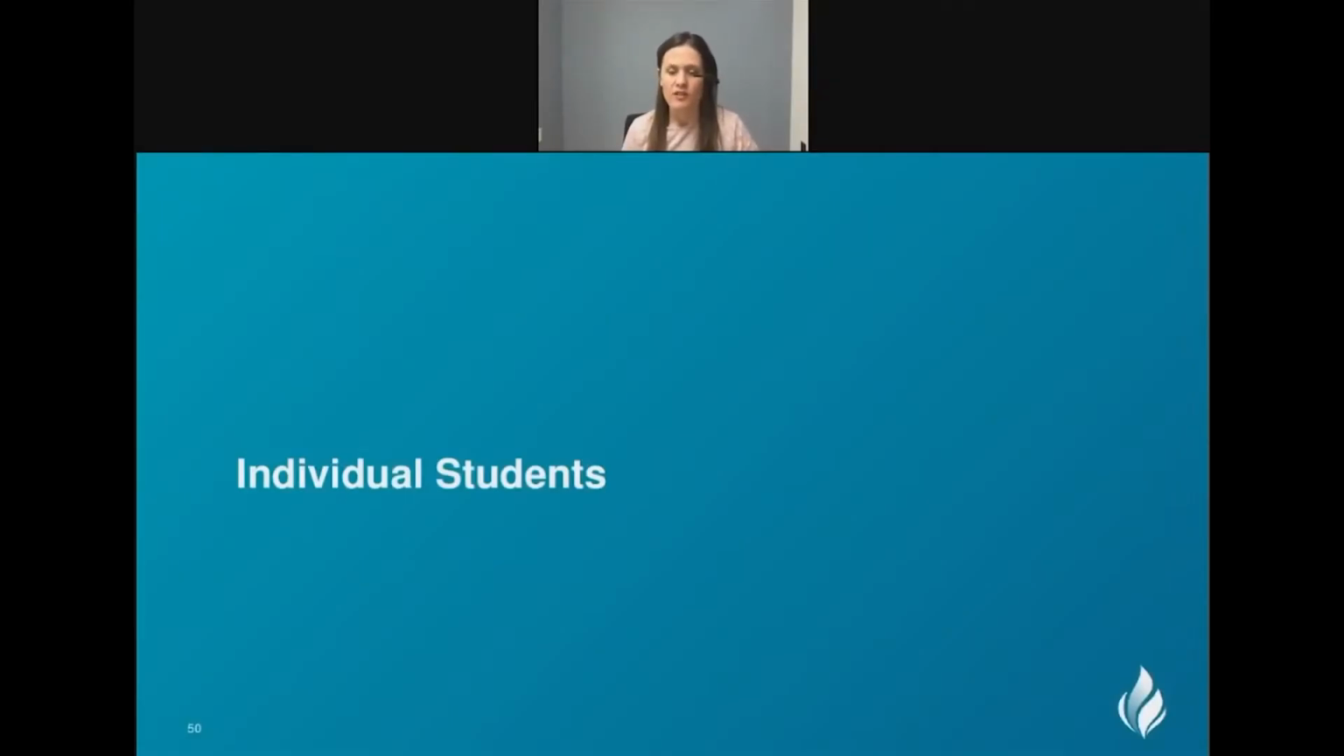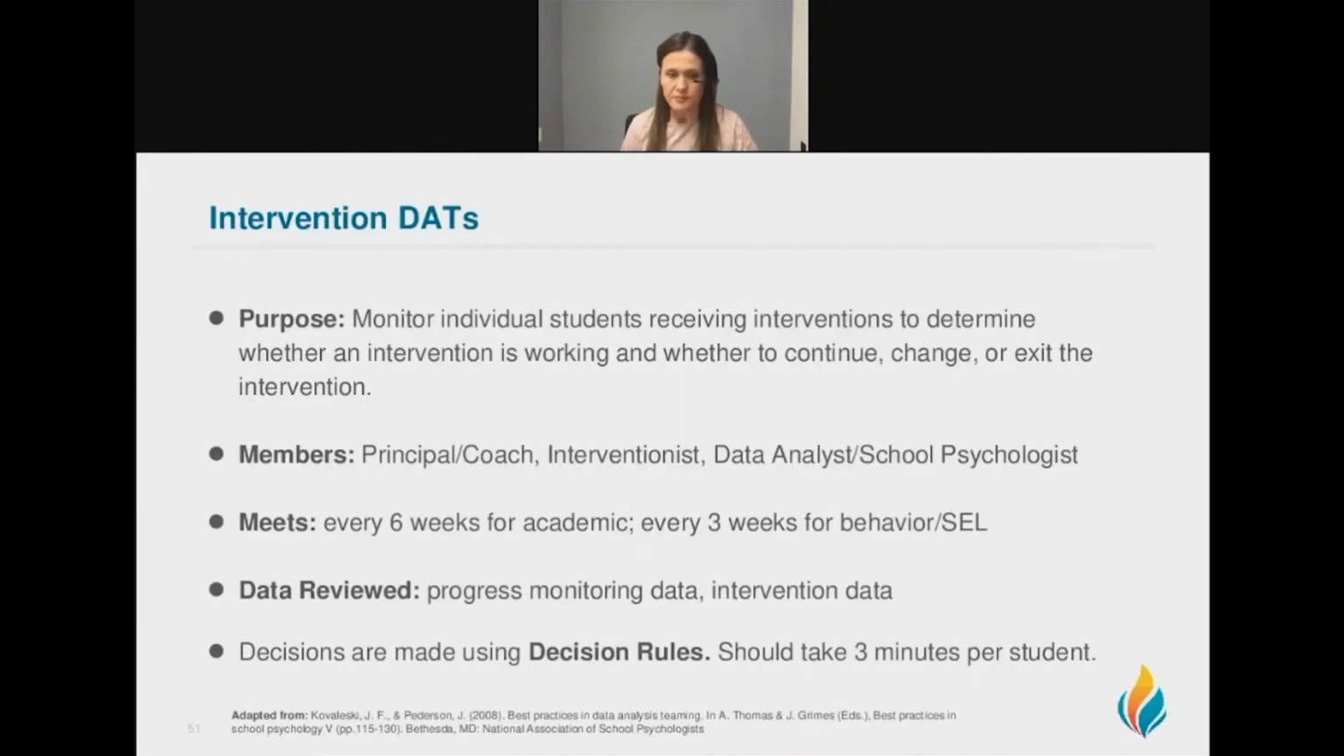And then getting to the point of evaluating effectiveness. So at the individual student level, again, this is where that intervention data analysis team comes in. We're monitoring individual students receiving those interventions to determine whether that intervention is working and whether we need to continue the intervention, change it, or have the student exit the intervention altogether. Maybe they exited successfully or we're doing something completely different, like a special education referral.